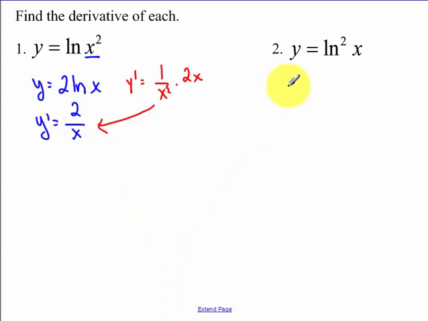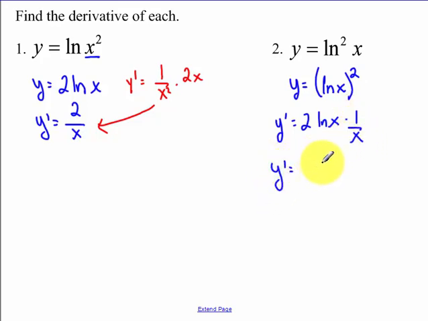But now for number 2, really what this means is the ln of x squared. So I can't use that same trick. You can only use the trick if the inside piece has that power. So now it is your chain rule. Bring down the 2 times ln of x times the derivative of ln of x, which is 1 over x, and just simplifying that out a little bit is that.